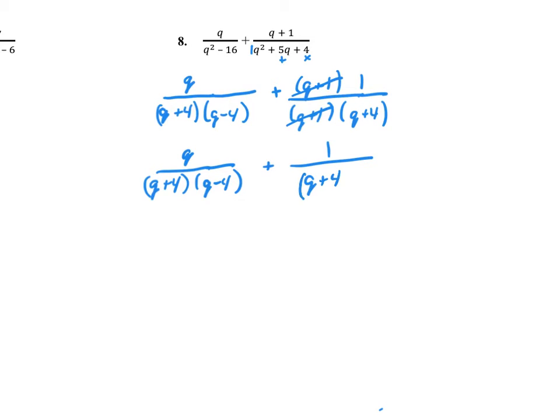Okay, and now looks like my LCD, I'll just write it over here somewhere, is going to be: biggest group of q plus 4s is 1, and the biggest group of q minus 4s is 1. So I want this to be my LCD, so I really just need to switch up my second fraction here by multiplying the top and the bottom by q minus 4.